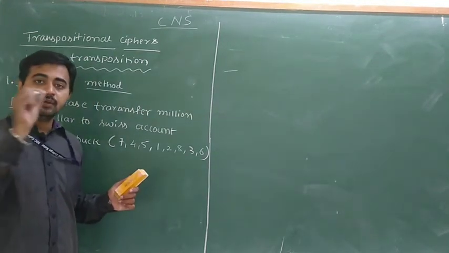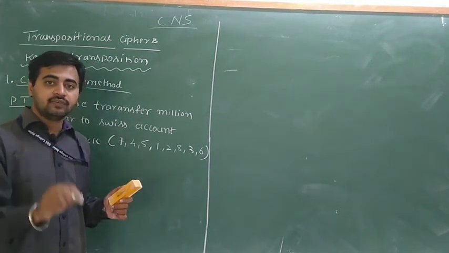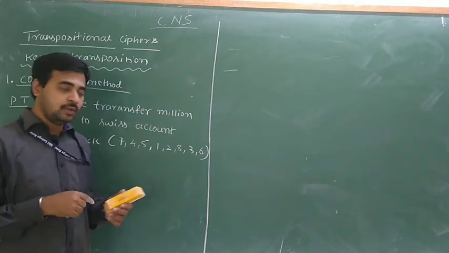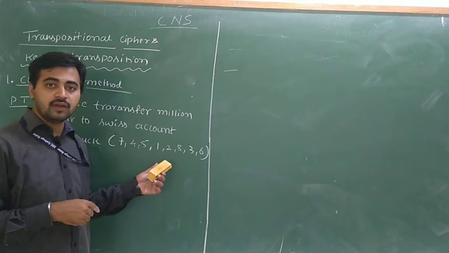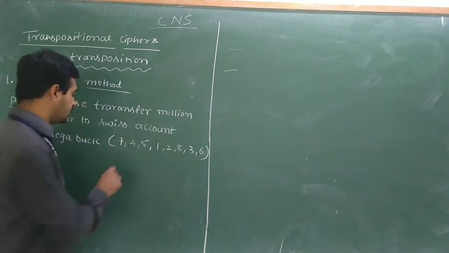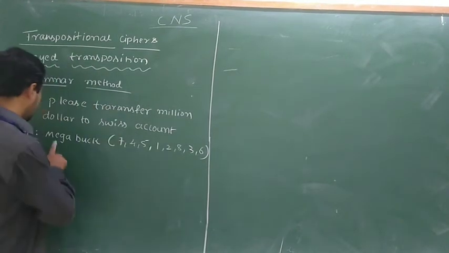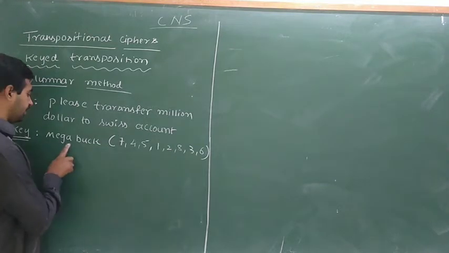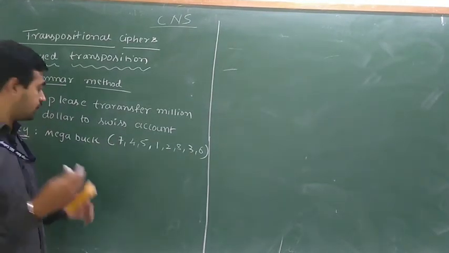In multiplicative, additive and affine ciphers, we consider the A value starting from 0. But in the columnar method, we have to consider the A value starting from 1, not from 0. So here M is 7, E is 4, G is 5, A is 1. Likewise the values will keep fluctuating here.